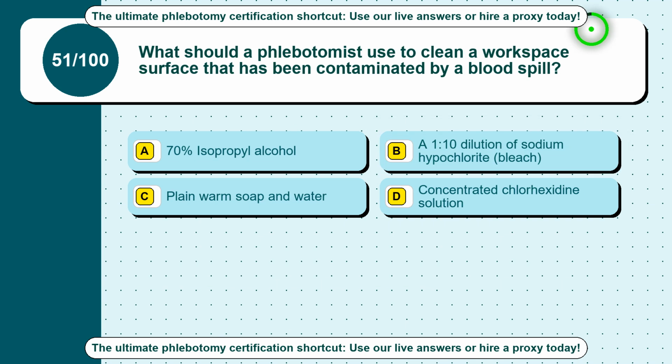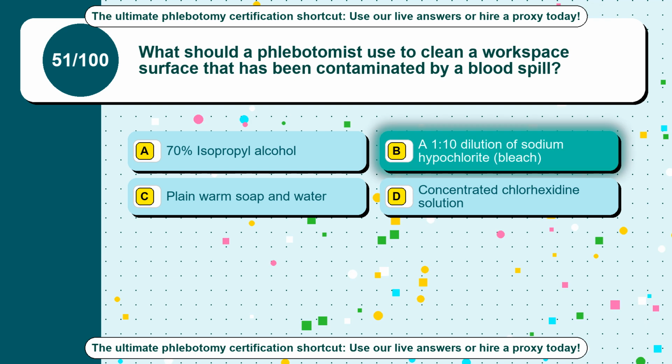Question 51. What should a phlebotomist use to clean a workspace surface that has been contaminated by a blood spill? Option A. 70% isopropyl alcohol. Option B. A 1:10 dilution of sodium hypochlorite, bleach. Option C. Plain warm soap and water. Option D. Concentrated chlorhexidine solution. The correct answer is option B.